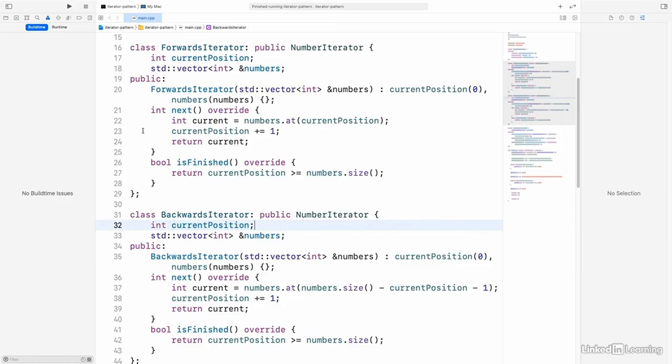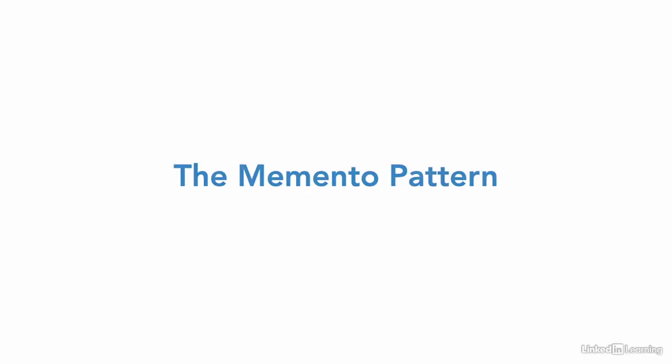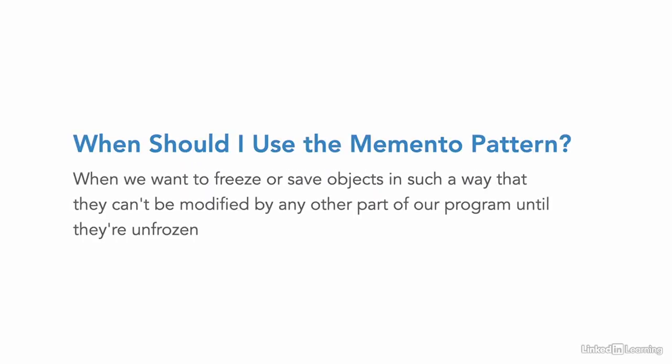Okay, it's time to take a look at our next pattern, which is called the memento pattern. The memento pattern is used when we need a way to prevent most parts of our program from modifying some saved object until we say so.